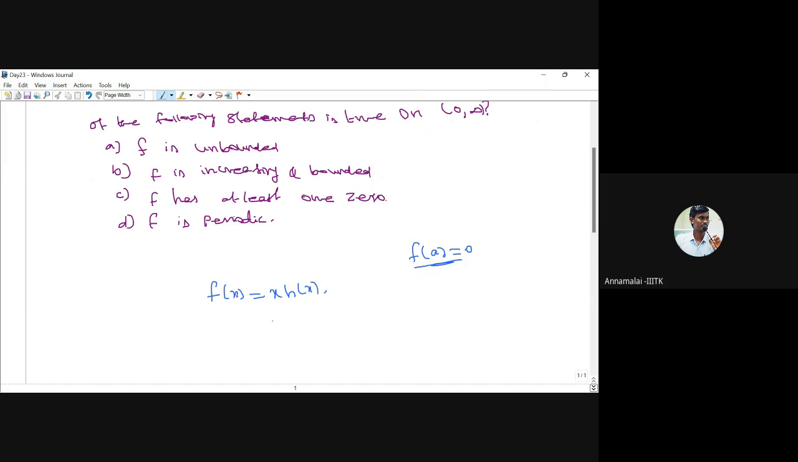Now, what is the derivative of f of x? You can apply the product rule. We fix x and differentiate h to get x times h dash of x, plus we fix h of x and differentiate x. And this lies between 1 and 2. But here x varies in the open interval 0, infinity, so the question is what happens when x varies in this interval.